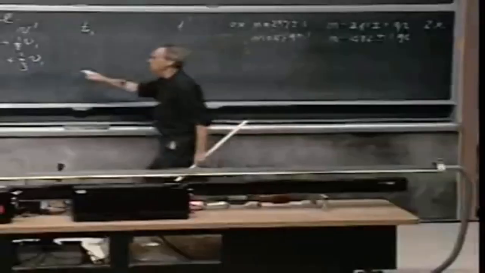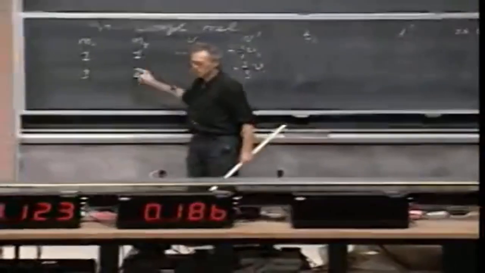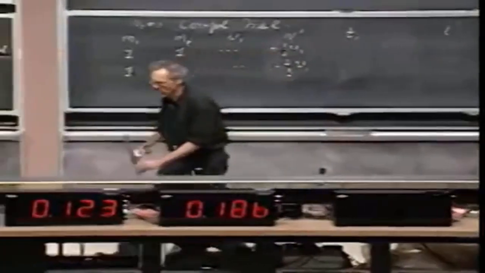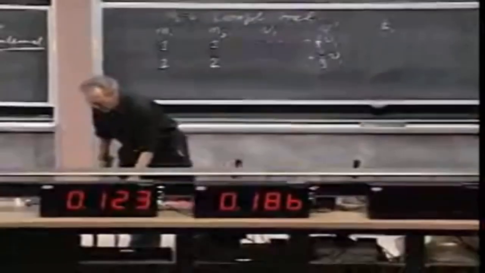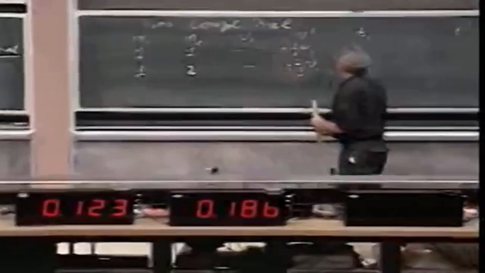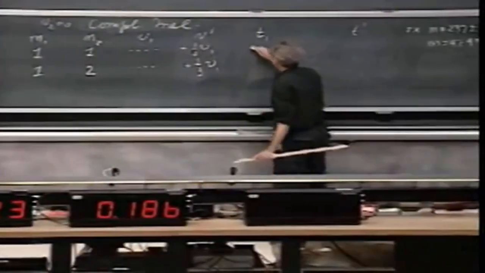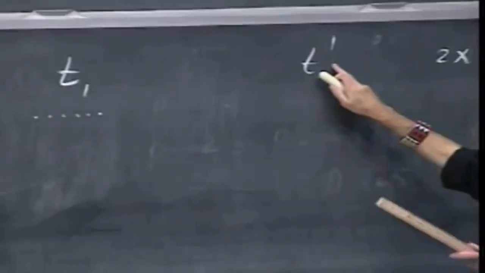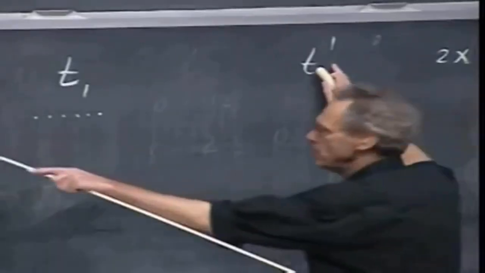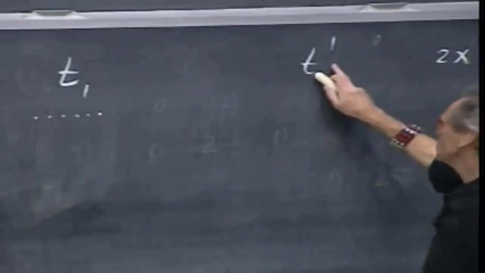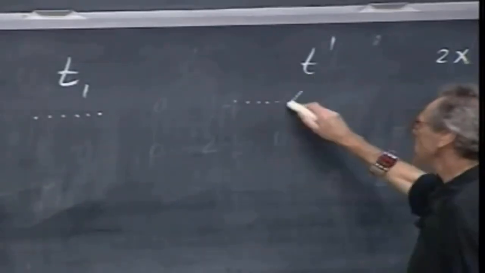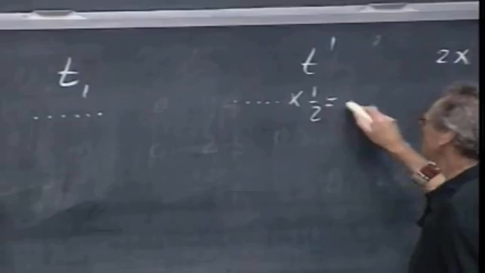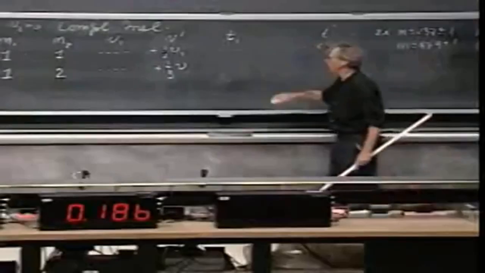First I'm going to slam these 2 onto each other, and when they collide, I expect the speed to be half, so I get a certain amount of T1. T prime will be twice as long because the speed goes down by a factor of 2. So when I multiply this number by 1/2, I would like to get that number back.